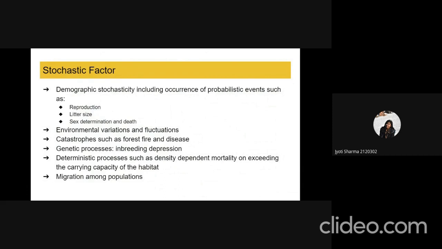Okay, and these factors, whether demographic, environmental or genetic, will make the species extinct only when there is a small size population. These will not affect the large size population, because a large size population can reduce in size but will not go extinct. So whenever there is environmental variation or a catastrophic event such as a forest fire or drought, or genetic processes like a mutation, then the species may go extinct. There is a terminology called inbreeding depression.